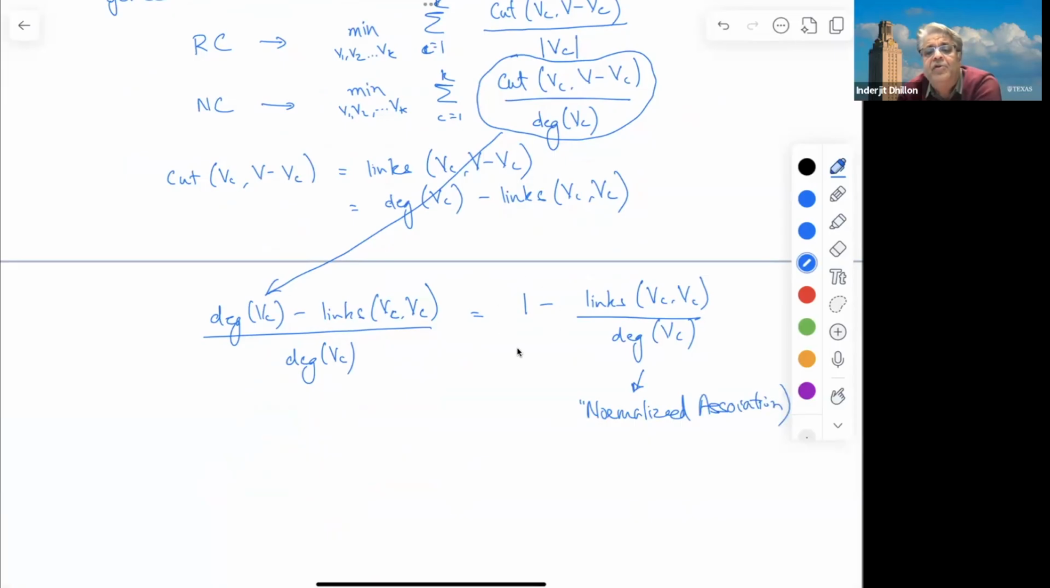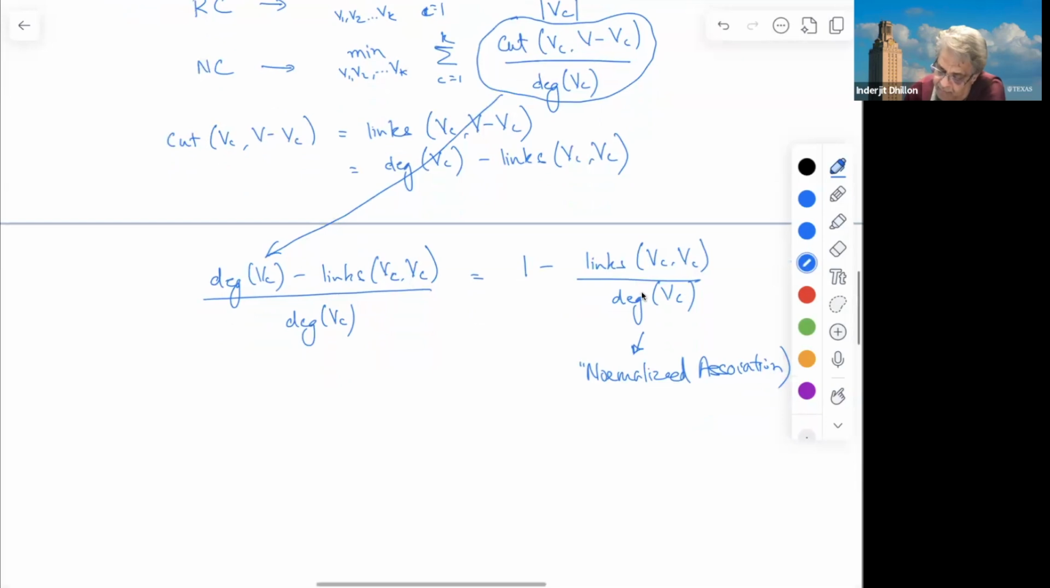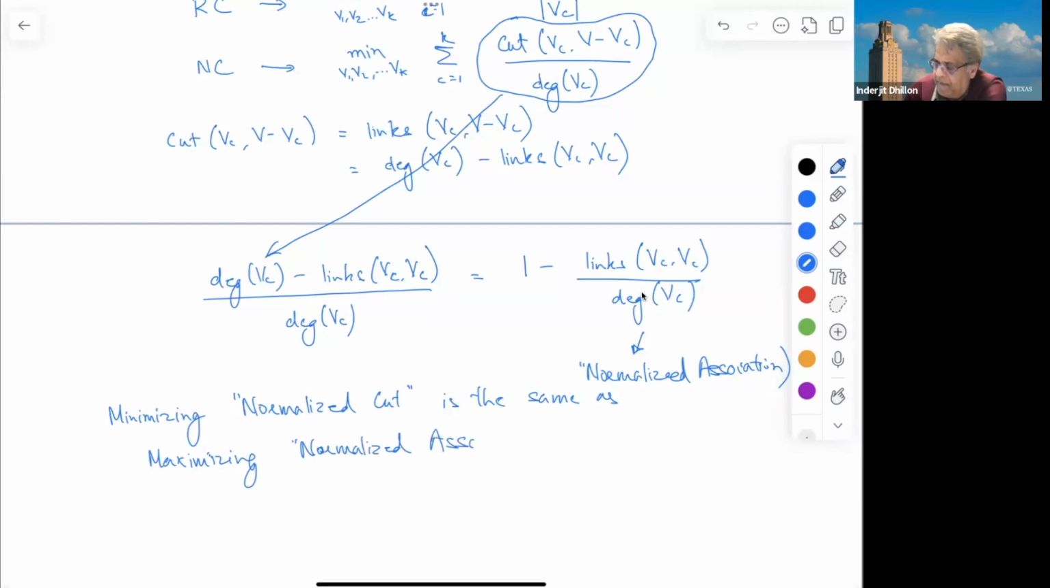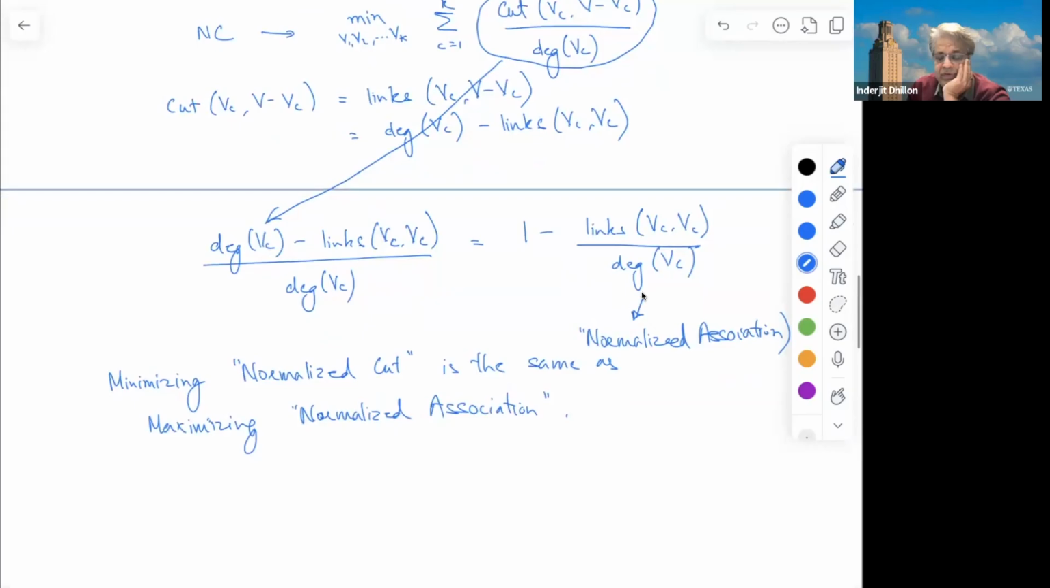So in some sense, if you're trying to minimize this, you're trying to maximize this. So that's a nice property. Minimizing the normalized cut is the same as maximizing normalized association. And this does not hold for ratio cut if you try to define something called ratio association.